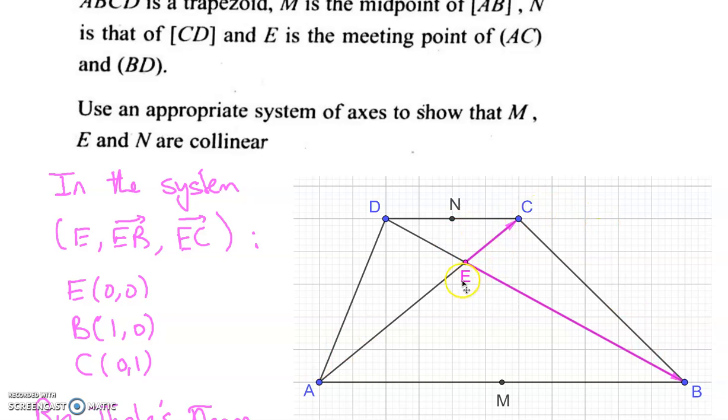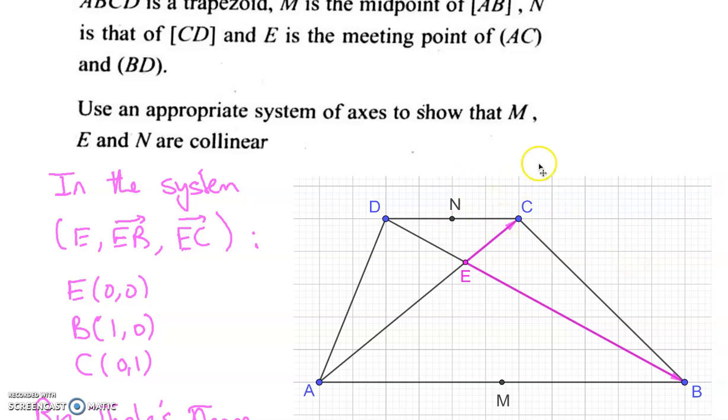So now, if we take the system E, EB, EC, E is the origin, so it's 0, 0. EB is 1, 0, and EC is 0, 1. So B is 1, 0, and C is 0, 1. How can we find the coordinates of A and D? Can we find a relation between, for example, EC and EA, and ED and EB? If we can find a relation, then things would become easier because I already have the coordinates of E, C, and B.